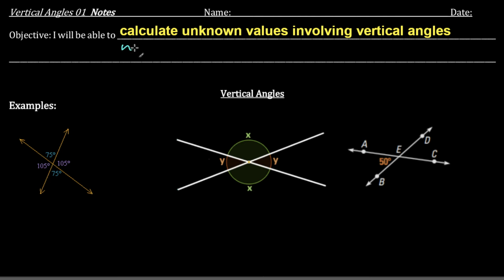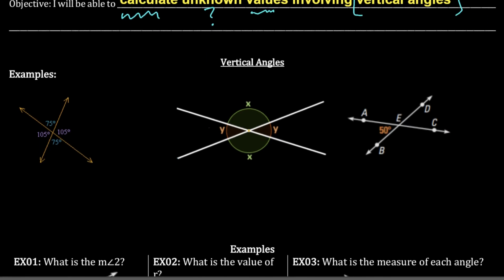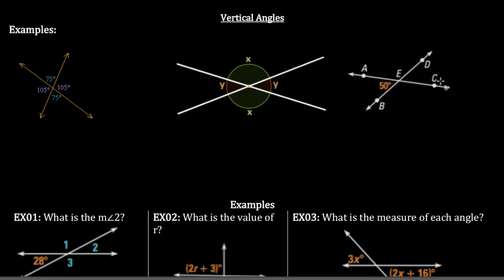In this lesson, we are going to calculate unknown values involving vertical angles. So remember, in the last lesson, you investigated vertical angles and showed how pairs of vertical angles are equivalent, right? So how these two are equivalent and how these two are equivalent.